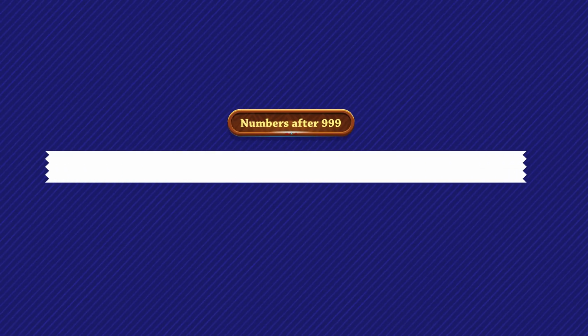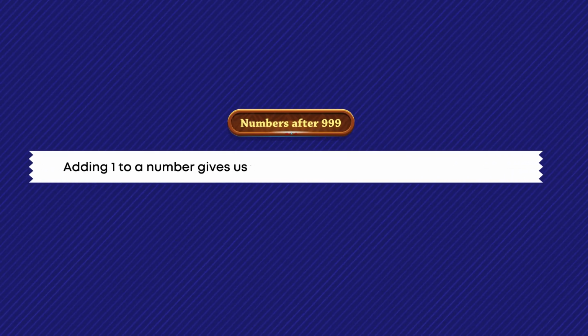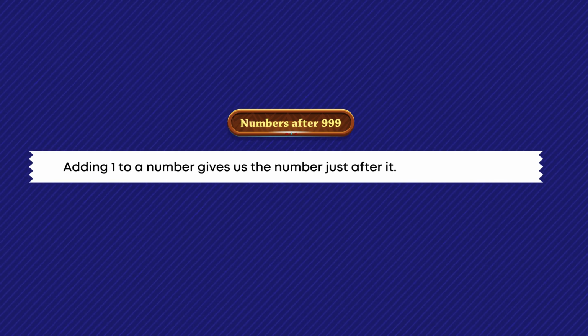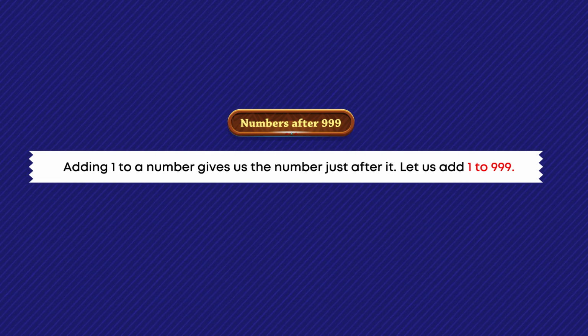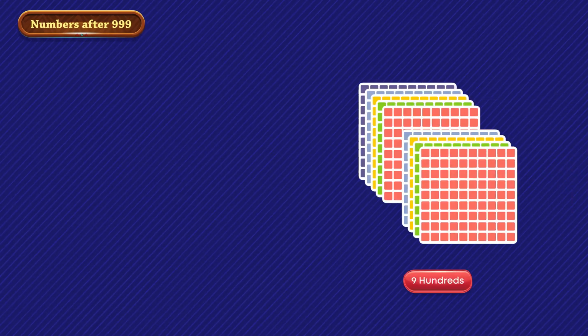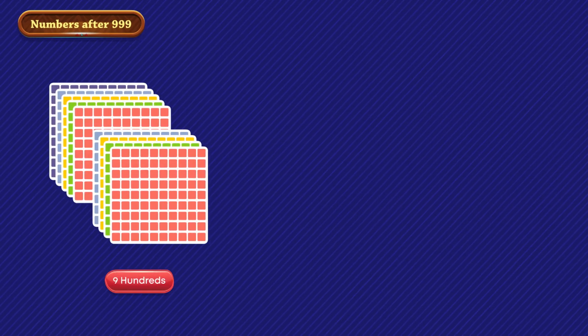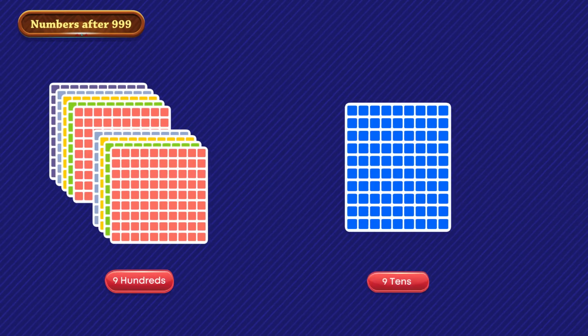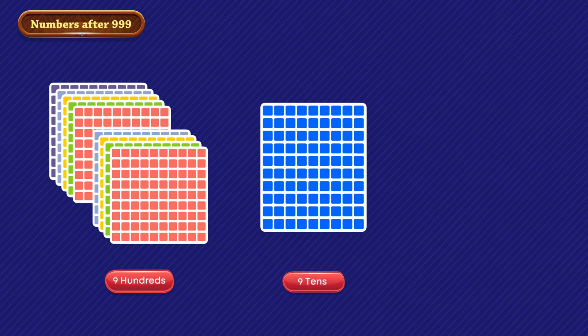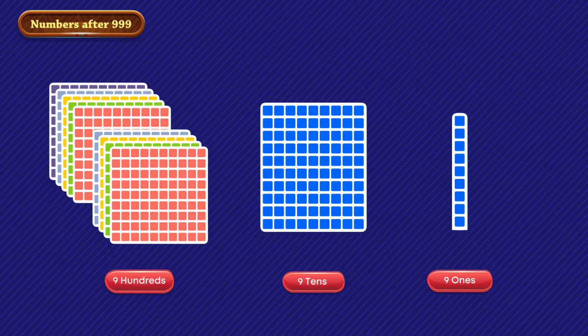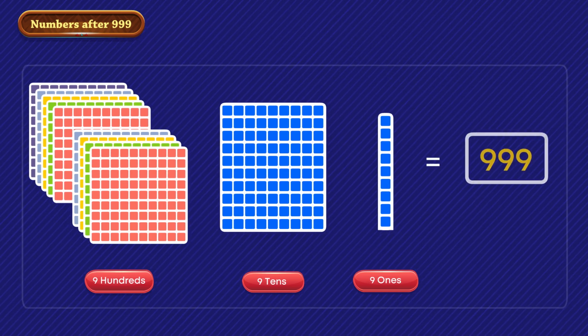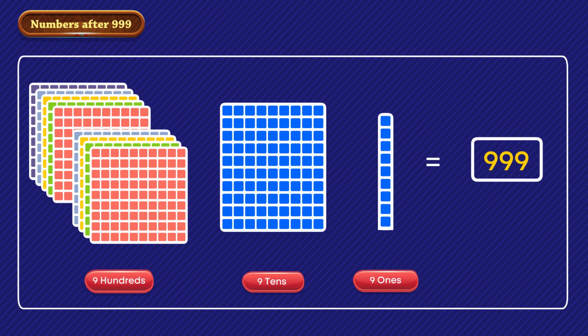Numbers after 999. Adding 1 to a number gives us the number just after it. Let us add 1 to 999. 9 hundreds, 9 tens, 9 ones is equal to 999.